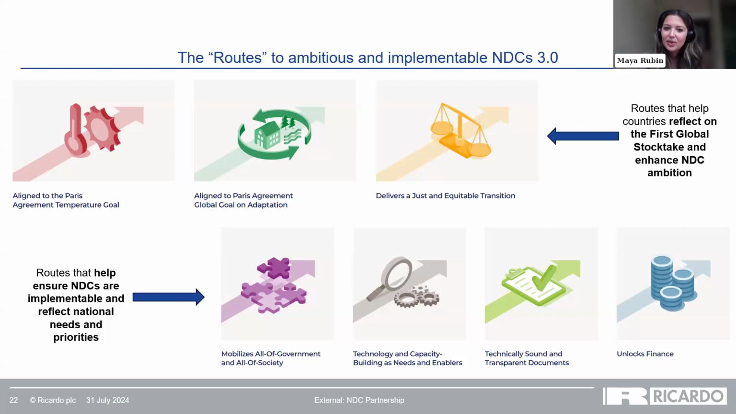We then have technically sound and transparent documents, which contains information on links to other processes, such as the Enhanced Transparency Framework, a lot of information on data considerations, and some more specific information, such as reflecting Article 6. Now, this is a really important concept throughout all the routes, as transparency aids both the clarity and the credibility of the NDC, but it was flagged as really important in those interviews and surveys, so it's also got its own route where all of that information is summarized.